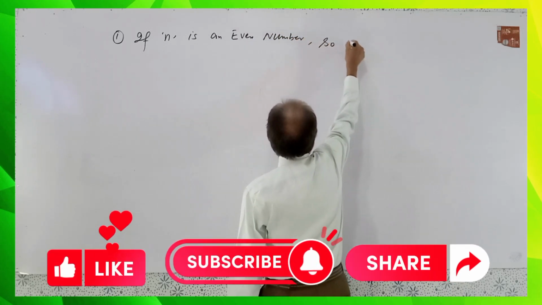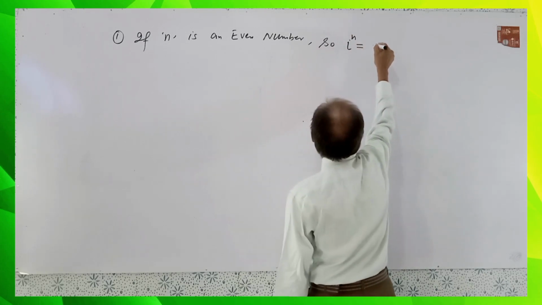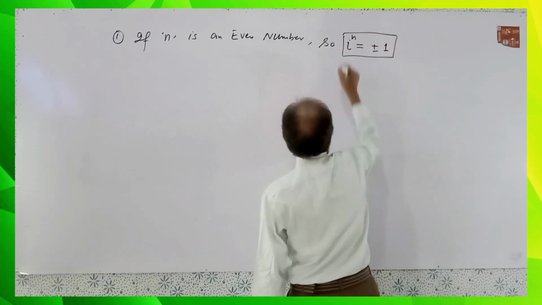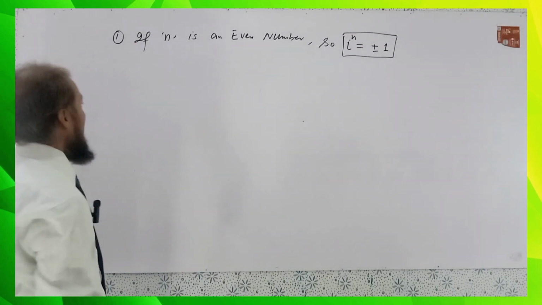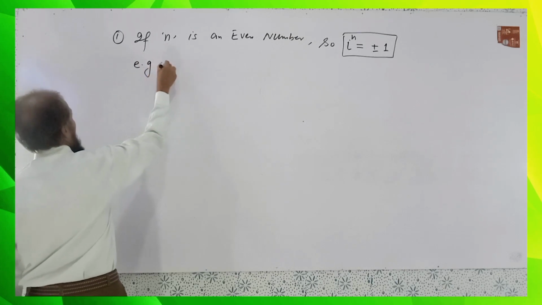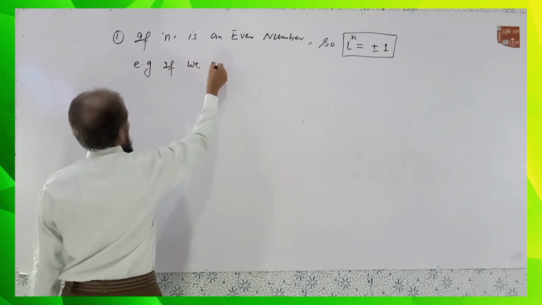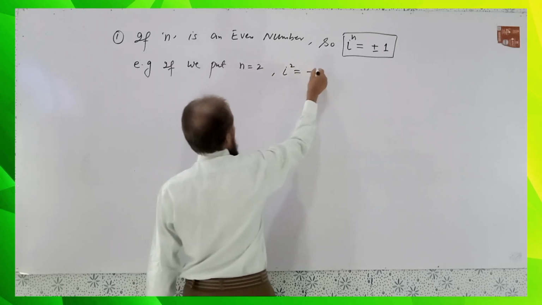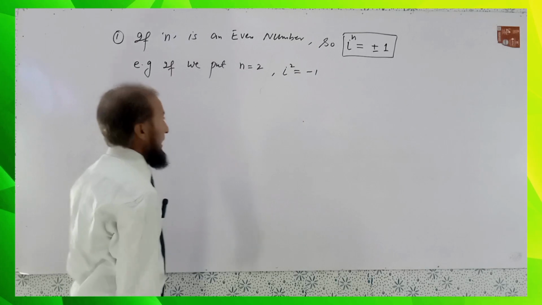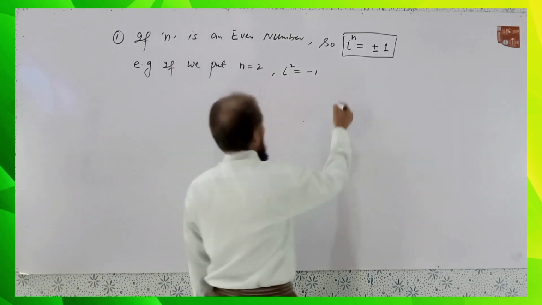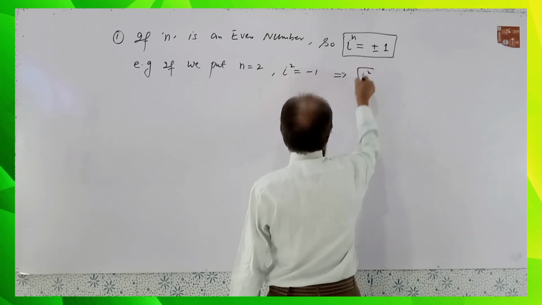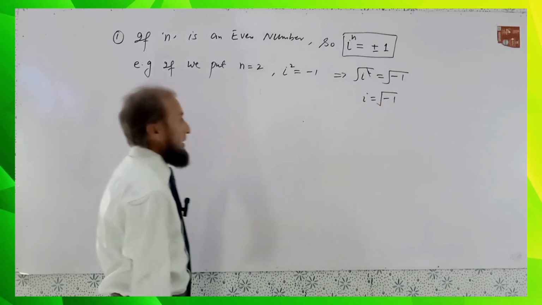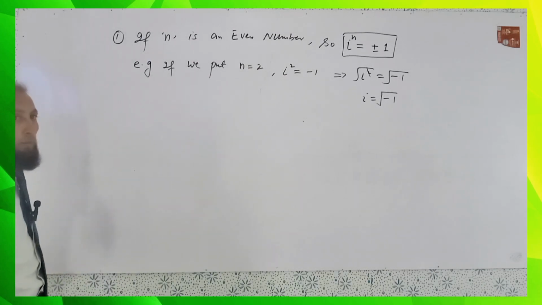So iota to the power n is equal to plus or minus 1. This is the general condition if we are using any even number. For example, if we put n equal to 2, then iota square is equal to minus 1. We already discussed this in the previous unit. We can derive it by taking the square root on both sides, so this will cancel, and iota is equal to the square root of minus 1. Already discussed in the previous video of complex numbers.